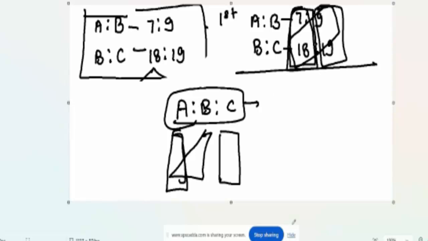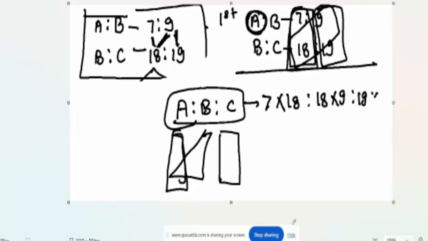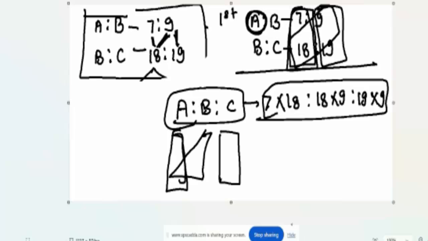Which means if you're going to find out this ratio of A, you have to multiply 7 into this 18. For B, you have to multiply 18 into 9. For C, you have to multiply 19 into 9 straight. This will be your correct ratio. This is your first method. Maybe it will complicate you, but trust me, this is a very basic method. If you solve 3-4 questions on that particular method, it will set in your mind and you can solve any question, no matter what the data is.